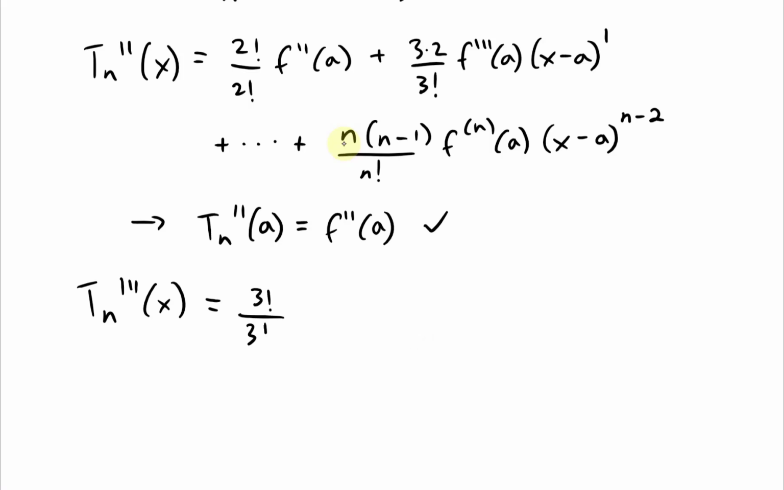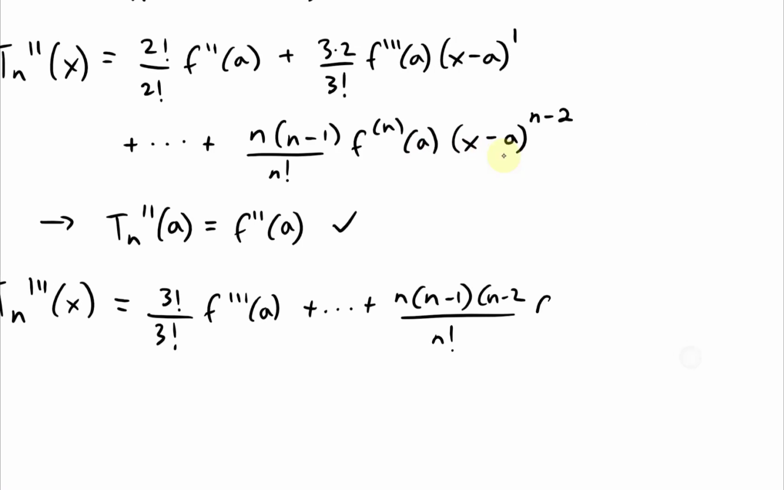Regardless, it's the same thing. So 3 factorial, and then f triple prime of a, and then this power of 0 just vanishes, equals 1. And then plus, dot dot dot, plus, the next one's going to be n, and you can see the pattern, n minus 1. This power goes down, n minus 2, all over n factorial. And this is going to be our f n at a. And this is going to be x minus a, power of n minus 3.